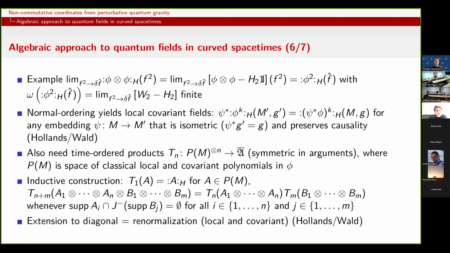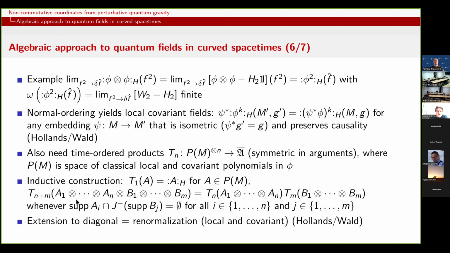And the last thing that one needs are so-called time-ordered products. These are just maps from classical local and covariant polynomials in the field on your manifold into this completed algebra A-bar. They are symmetric in their arguments, and they can be constructed inductively. So if you start with just one classical polynomial, phi to the k, for example, it gives you the normal ordered one, which is defined as I've explained on the top of the slide or the previous one.